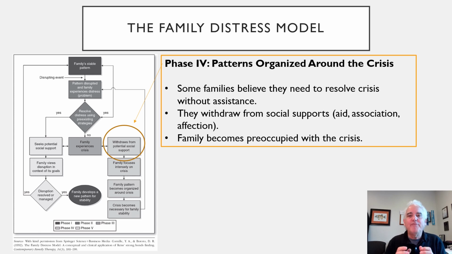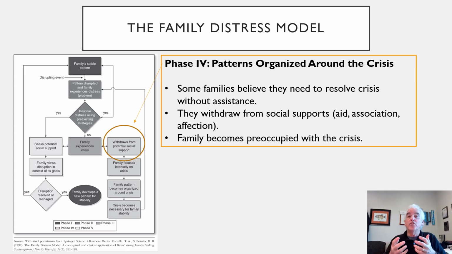So, some families believe they need to resolve the crisis without assistance. They see themselves as independent, as fiercely rugged, or they're a family based in shame, and they don't want other people to know their business, and so they don't want people inside their family looking at how things are going, and so they hide their crisis to a degree.